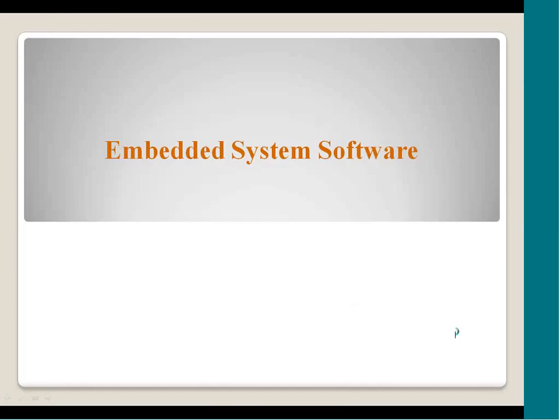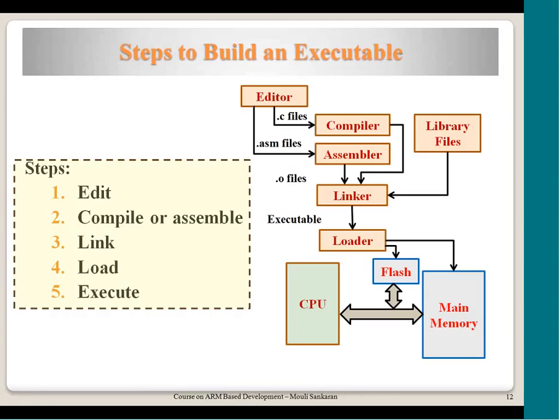Now, let us talk about embedded system software. How do you develop embedded system software? It could be any software, but we are particularly concentrating on developing software for embedded systems. Here, the first step is to write the software, and it could be a C file, or a C++ file, or an assembly file, and it goes through a compiler or an assembler based on what input we give to those tools, and then they are linked using a linker.